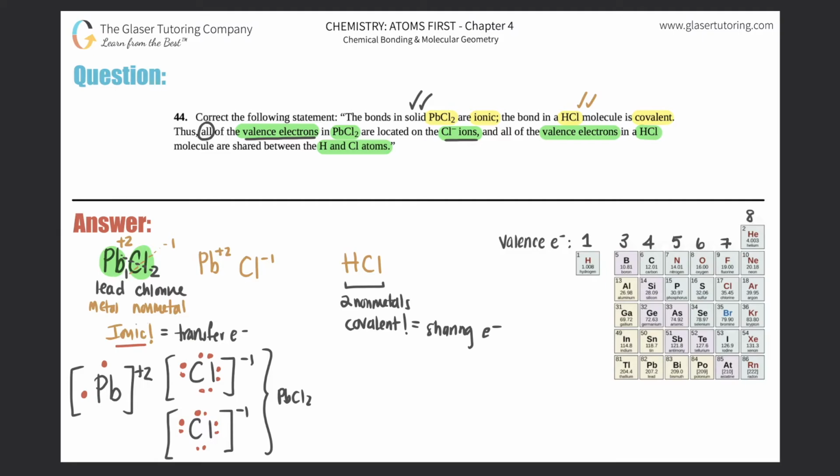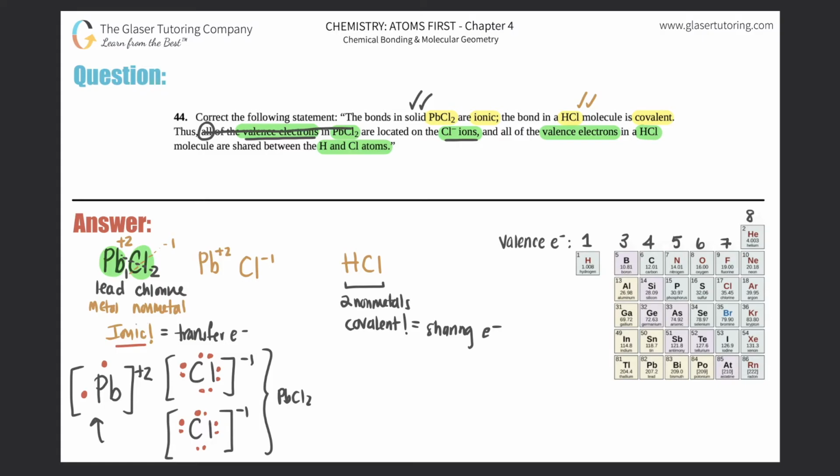But look here, Pb still has 2 valence electrons. That's why this statement is wrong. It's not all of the valence electrons. Pb, lead, is still holding on to 2 valence electrons. So that's what you would have to state. That's the difference there. So this statement is wrong.